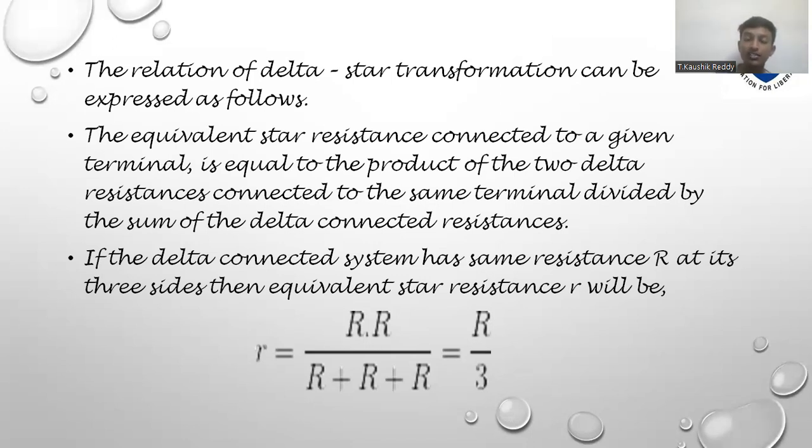The equivalent star resistance connected to a given terminal is equal to the product of two delta resistance connected to the same terminal divided by the sum of the delta connected resistance. If the delta connected system has the same resistance R at its three sides, then equivalent star resistance will be R into R by R plus R plus R. So we'll get R square by 3R. If we cancel, we'll get R by 3.